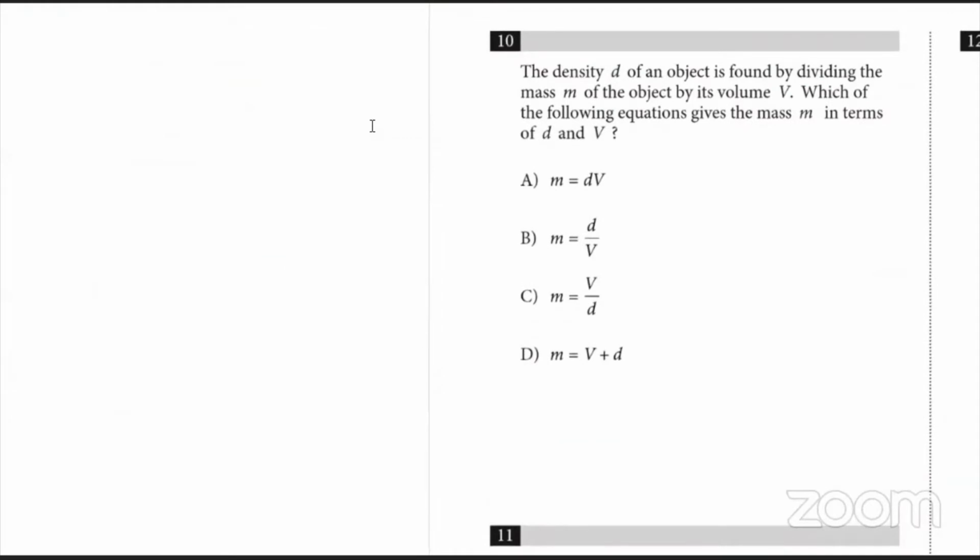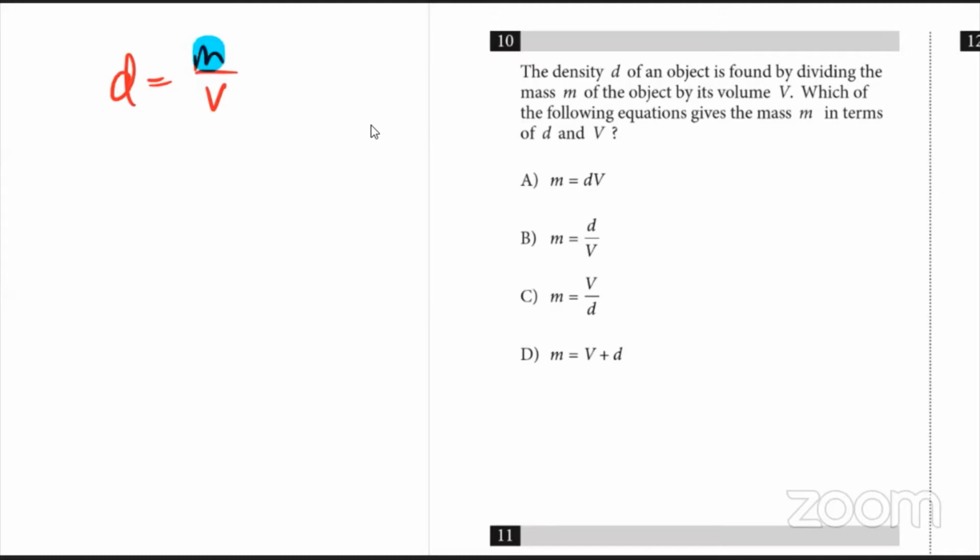Now we have number 10. The density of an object is found by dividing the mass by the volume. So density equals mass over volume. Which equation gives the mass in terms of d and v? So the mass is this right here.